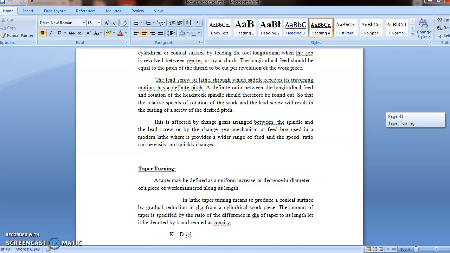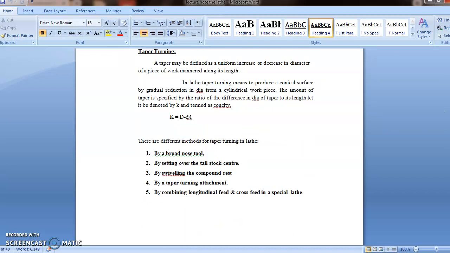Then the next one, and the important one, that is taper turning. A taper may be defined as a uniform increase or decrease in diameter of a workpiece along its length. Taper turning means to produce a conical surface by gradual reduction in the diameter from a cylindrical workpiece. The amount of taper is specified by the ratio of the difference in diameter of the taper to its length. Let it be denoted by K and termed as conicity. K equal to capital D minus small d by L.